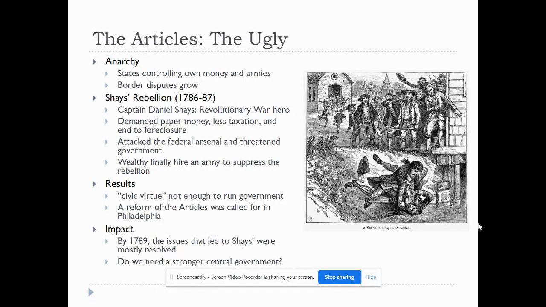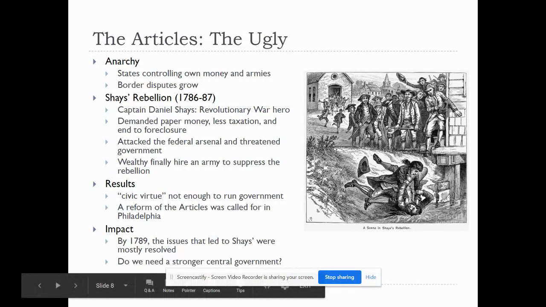Now, the results, of course: they realize that civic virtue is not enough to run a government. It's not enough to teach your kids American policies of representative government and freedom for all. There has to be more than that. And a reform of the Articles was called for in Philadelphia. By 1789, the issues that led to Shays' Rebellion were mostly resolved. However, the question still lingers: do we need a stronger and more central government?